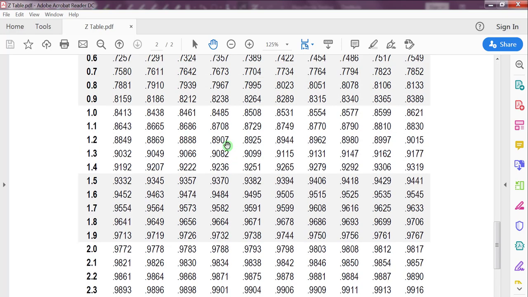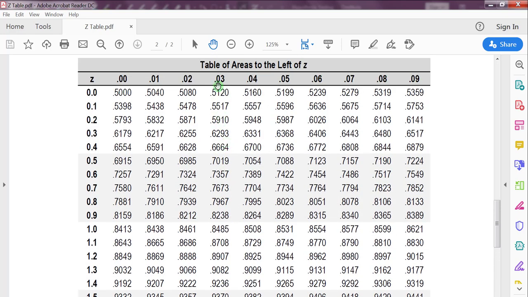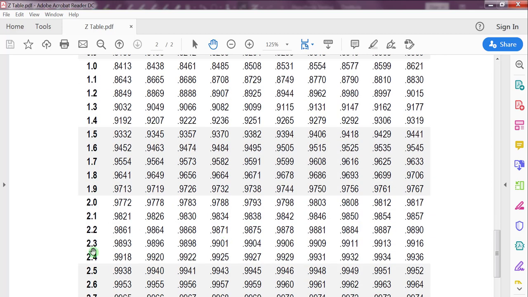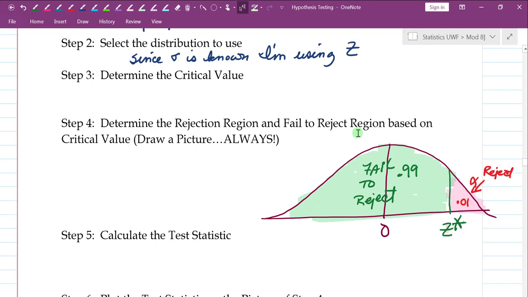If I keep scrolling up, you'll see that that's a 3. Okay, so it's going to be 2.33 is the number you're going to use. 2.33 has 0.99 of the area to the left. So our critical value is 2.33. So right here for step 3, we're going to write 2.33.